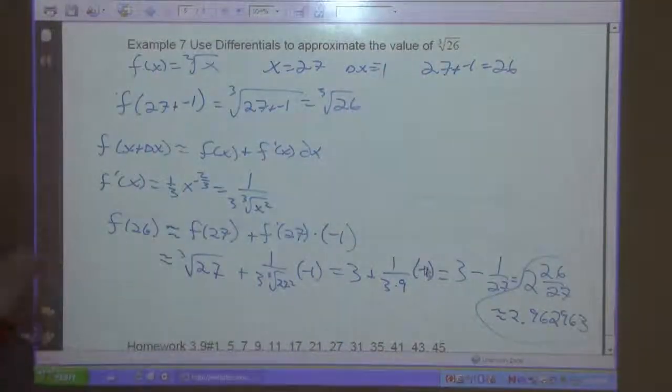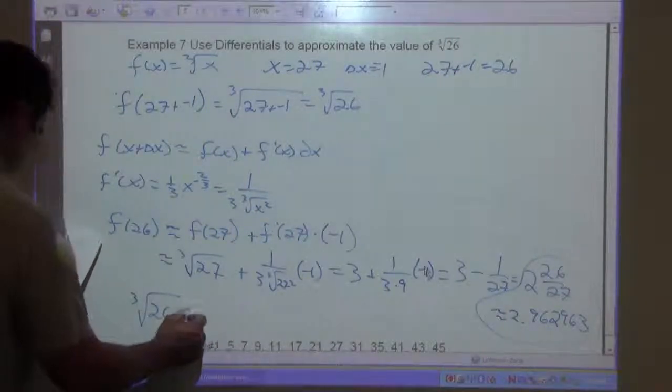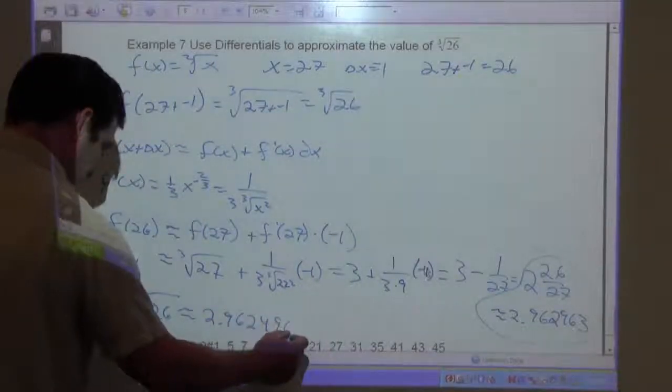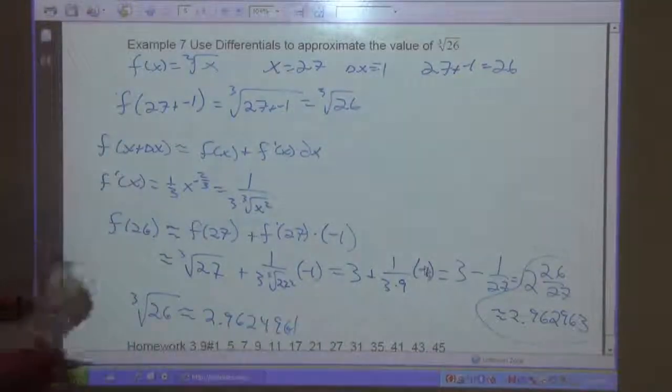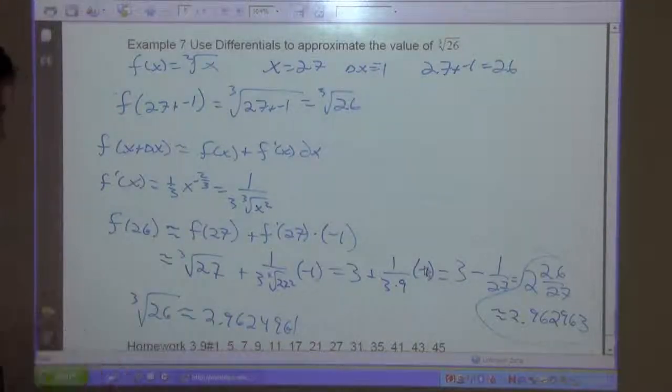Okay, you can check it with the calculator. If you do the calculator, the cube root of 26 is approximately 2.962491. So we're close for 3 decimal places.